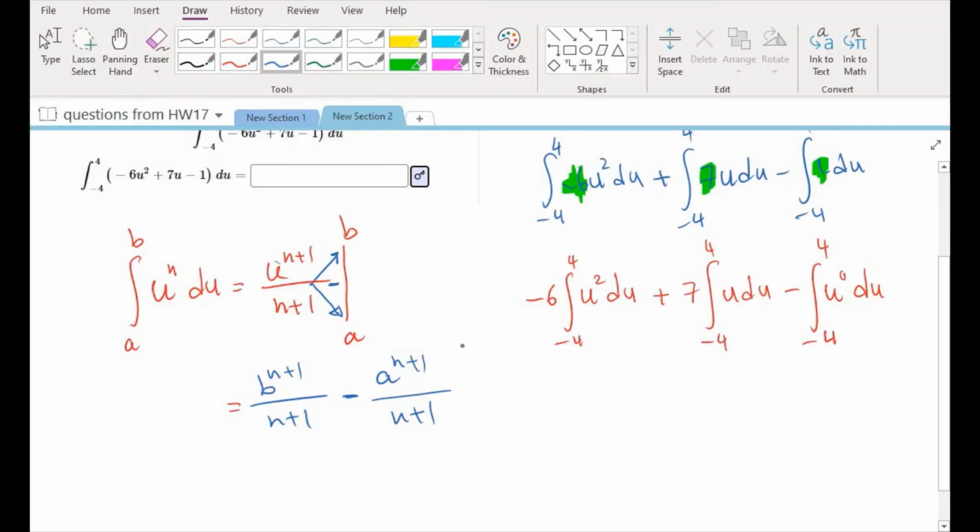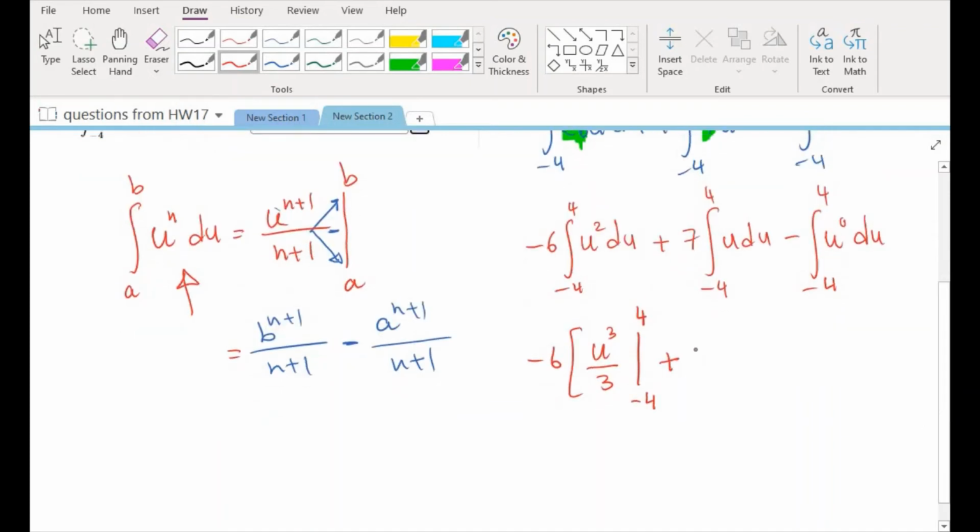So I will do it one step at a time. The -6 comes out, and then I will do the integration here. U to the second becomes u to the third over 3 according to this rule. And then I'm going to compute that from -4 to 4. I will leave it like this for now. Plus this 7 out, u becomes u to the second over 2. And that is from -4 to 4.